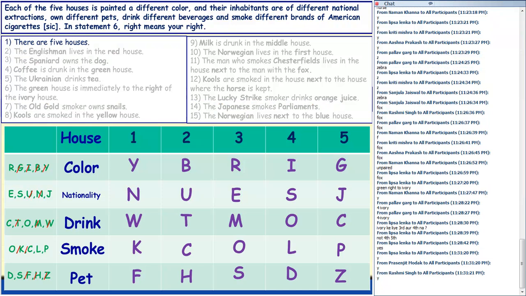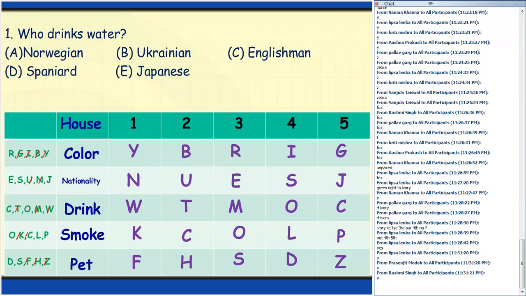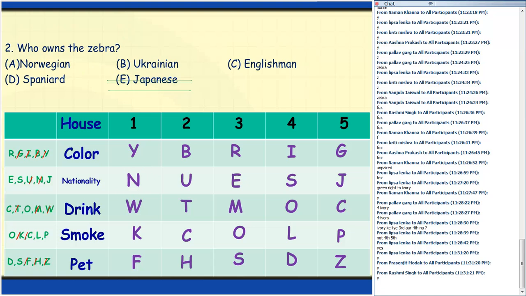Okay. So let's move to the next question now. Who drinks water? The answer is option number A, Norwegian. You can see it here, Norwegian drinks water. Question number 2. Who owns the zebra? That is Japanese. Japanese owns the zebra. That you can see it here.